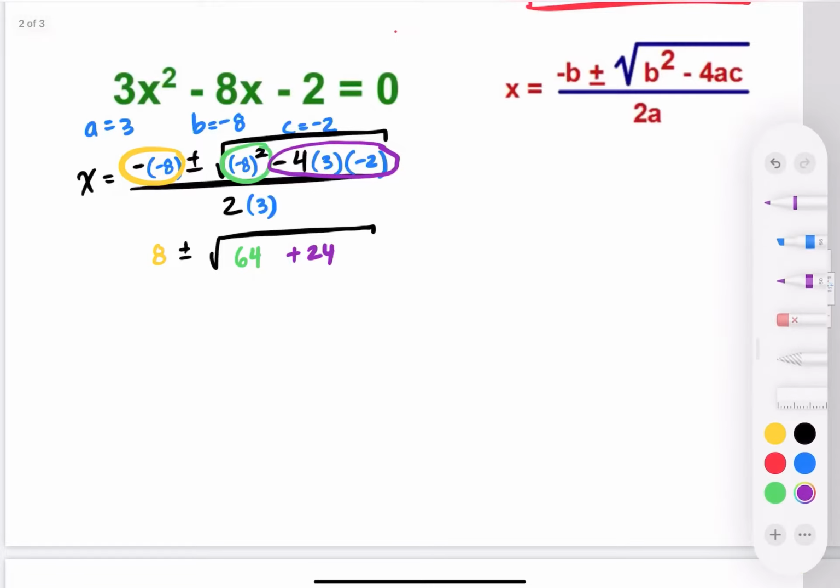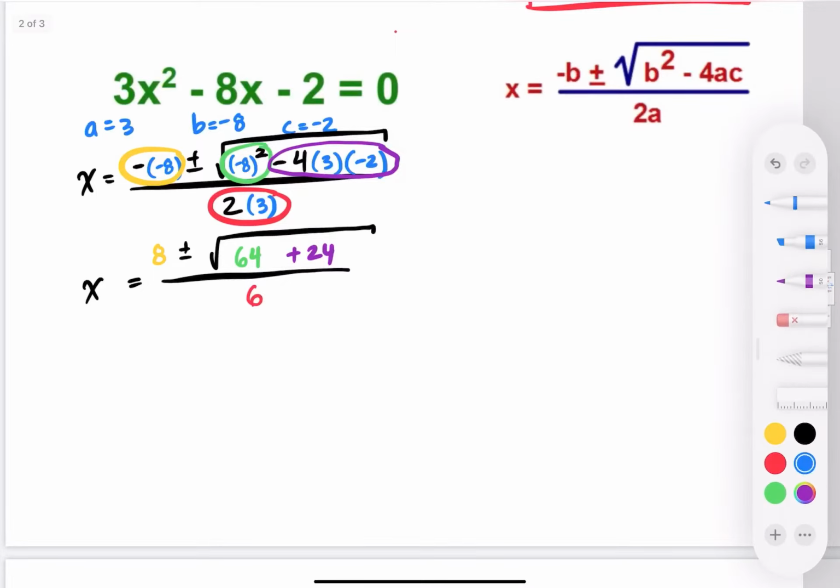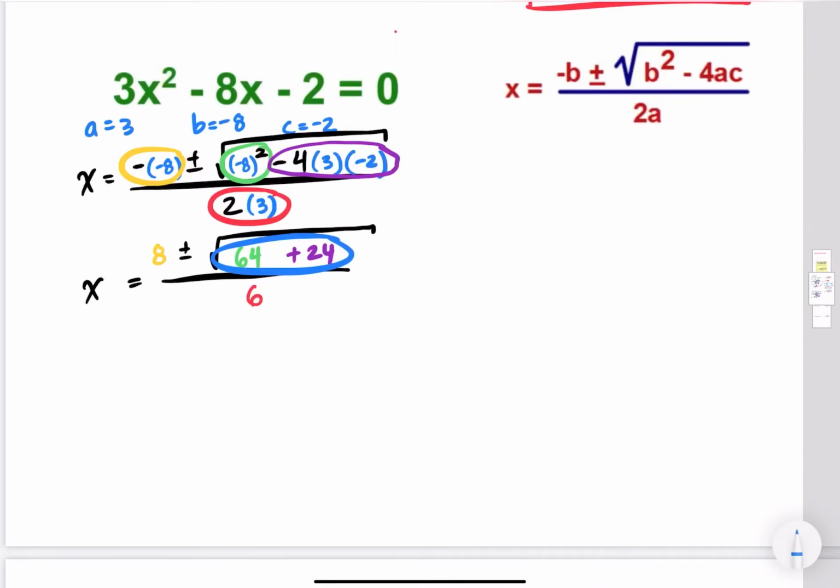And then all of that is over 2 times a. Well, 2 times 3 is going to give me 6. So 2 times 3 is 6. All of this is still equal to x. So I simplified that up a little bit. And again, we're going to add the two values inside that radical, inside that square root.